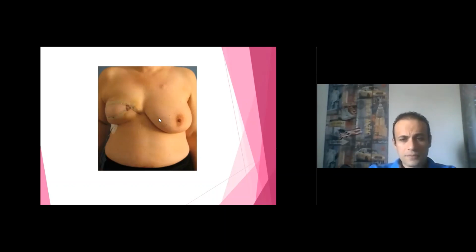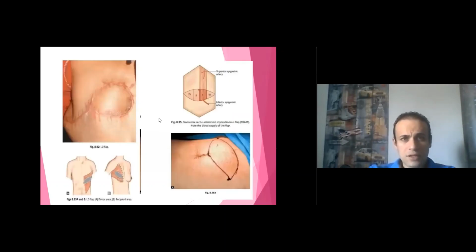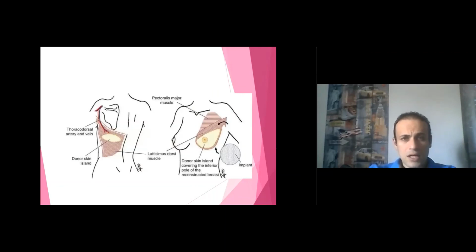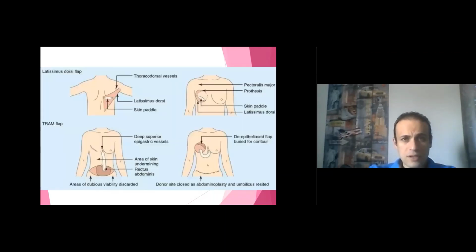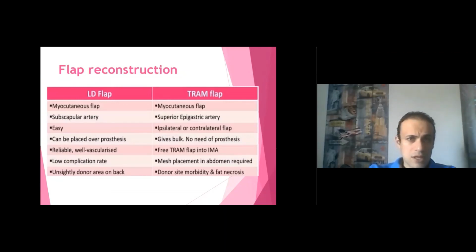I think we have now talked about the reconstruction. As I said, silicone and flaps. Silicone is easy, and with a flap it is better because we use the tissues of our body. Every operation has its side effects, but we should also consider the cosmetic outcome and the psychological impact of breast cancer for all the patients.